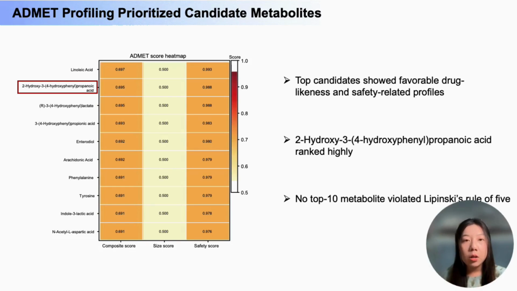One compound, 2-hydroxy-3,4-hydroxyphenyl propanoic acid, ranked highly. Also, none of the top 10 metabolites violated Lipinski's rule of 5. This made these compounds suitable for further computational screening. Again, this doesn't mean these metabolites are ready as drugs. It's only a screening step before structure and dynamic evaluation.